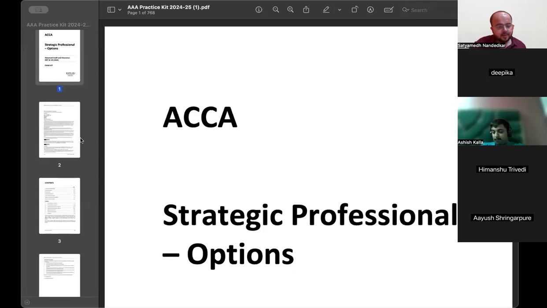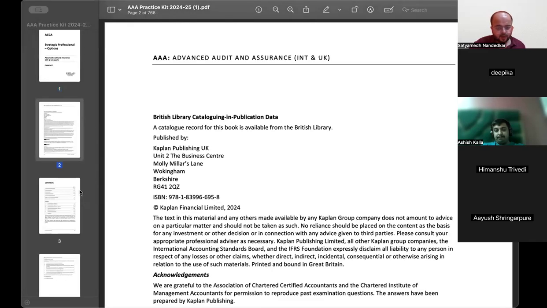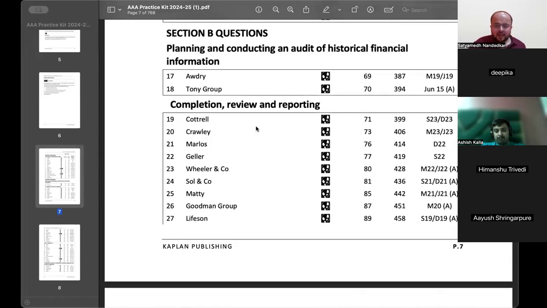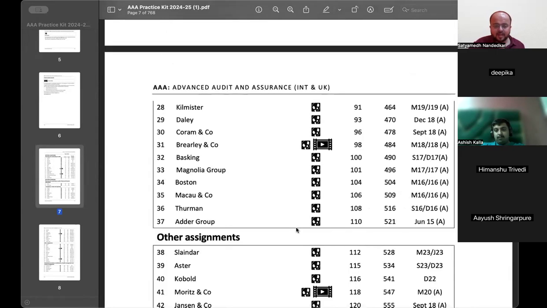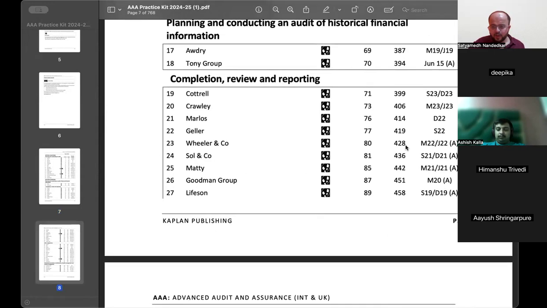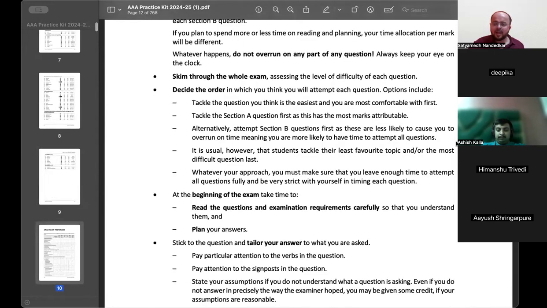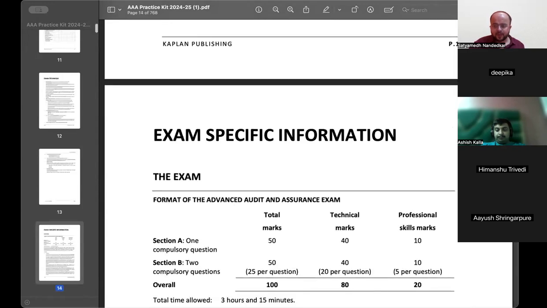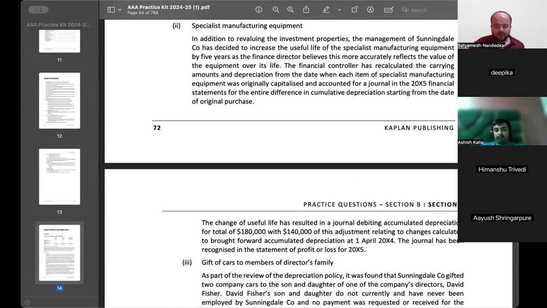Have a look at this. These are your section A questions. In section B, let's go to page 71 where we have completion review reporting, questions 17 to 37. We'll not look at all the questions, but let's try to understand what can come in this and what kind of thought process you need to develop.